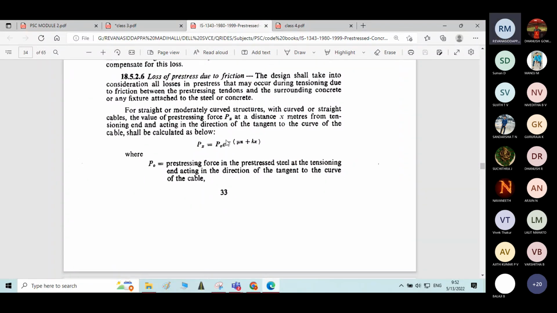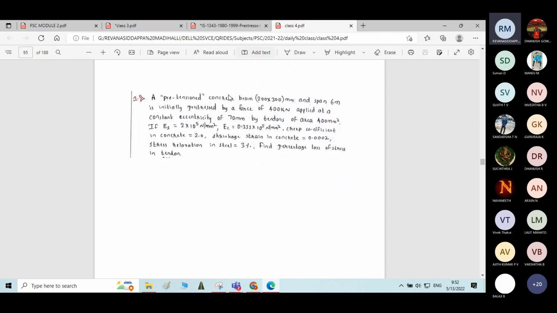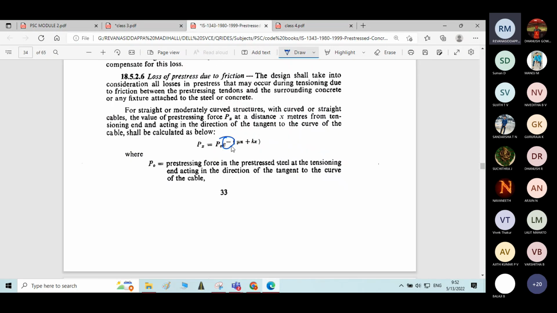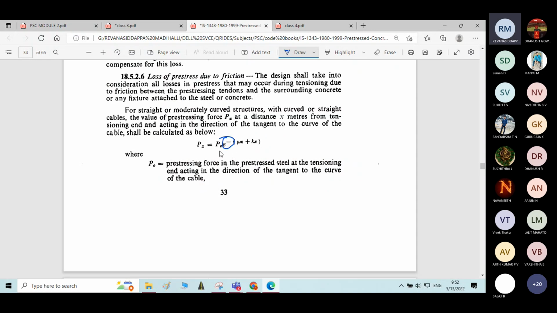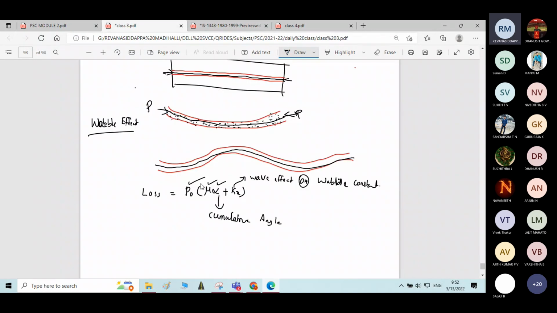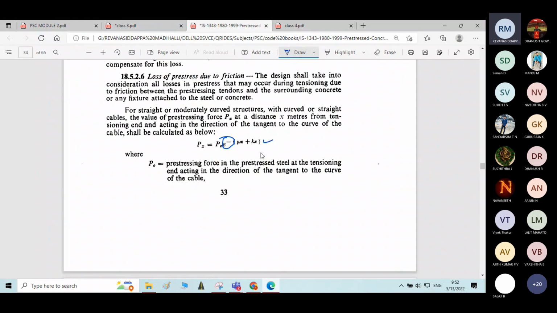You can remove this e power. Only it is P naught into mu alpha plus Kx. This formula is obtained after simplification of this equation. So in the code book, this formula is available, with a slight modification you can write the actual formula for calculating the loss of prestress. Of course, this formula is a simplified version of the other formula. The detailed calculation I have given in the notes. I will be sharing that, you can refer to it.